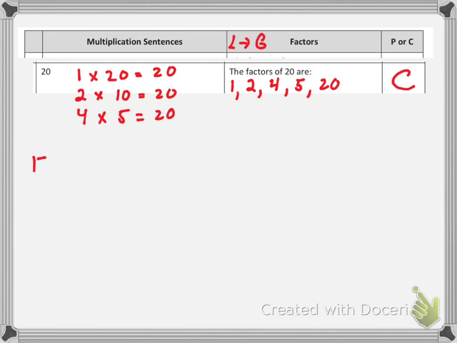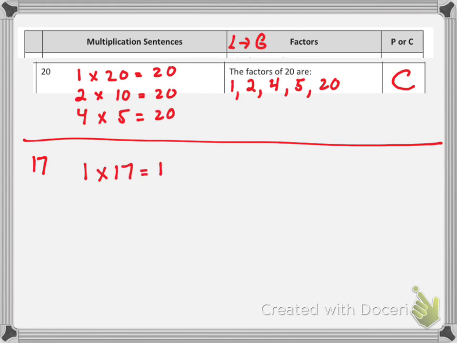What about 17? Could we figure out what the factors of 17 are and if it's prime or composite? All I know is that 1 times 17 is equal to 17. There's nothing else that equals 17. That's why, boys and girls, it's so important that we know our multiplication facts. So let's list the factors, 1 and 17. Because it's only 2 factors, 17 would be a prime number.